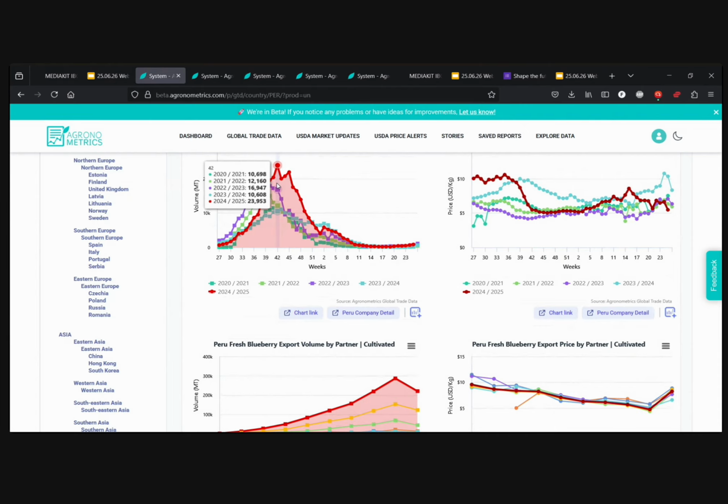And it is far and away the best data that is publicly available on the globe regarding the exports of fresh blueberries. And it just happens to be that it's also the biggest exporter in the world.